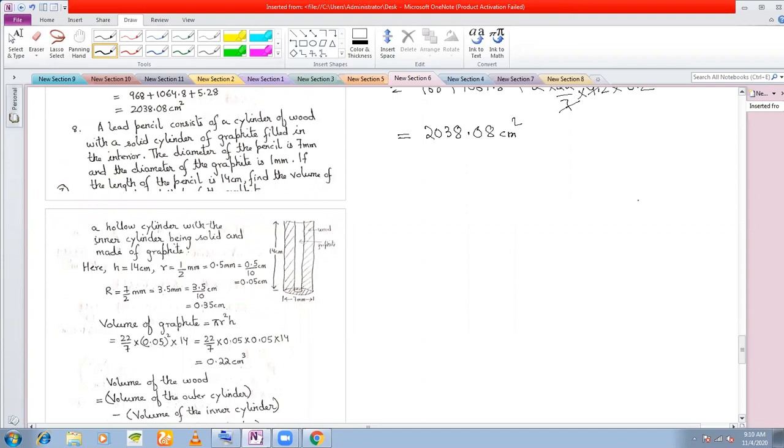So how will the pencil look? The pencil looks something like this. It in fact looks like a hollow cylinder, not in fact hollow, but somewhat, because you don't have any hollow space inside. The pencil will look something like this, a little longer, but I am just drawing a small one. This is your graphite part of the pencil.